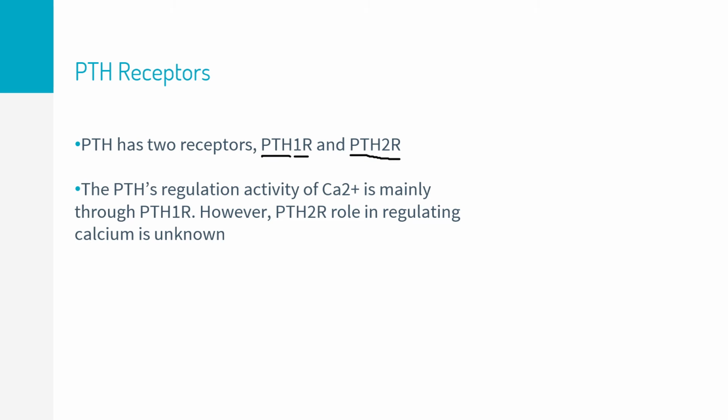So, the parathyroid hormone receptors. The parathyroid hormone has two receptors. One is called parathyroid hormone 1R, and the second is 2R. Okay, simple. So, the regulation activity of the parathyroid hormone, which is the regulation of the calcium, is mainly through the first receptor, or 1R. However, this 2R role in regulating calcium is still unknown.